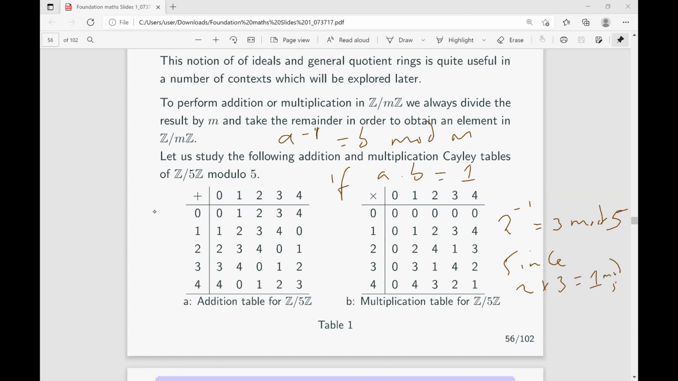Gives us 1 mod 5. The inverse of 2 is 3. And the reason is 2 times 3 gives us 1 mod 5. Do we know what 1 mod 5 means? 1 mod 5 means that 1 is the remainder when you divide the result by 5.